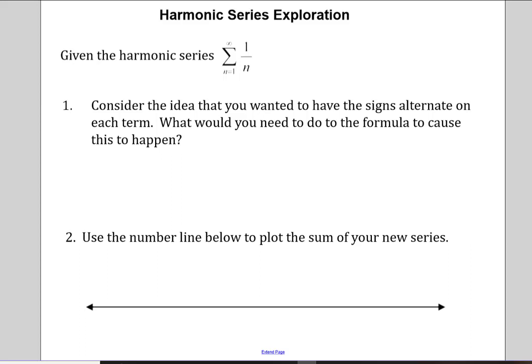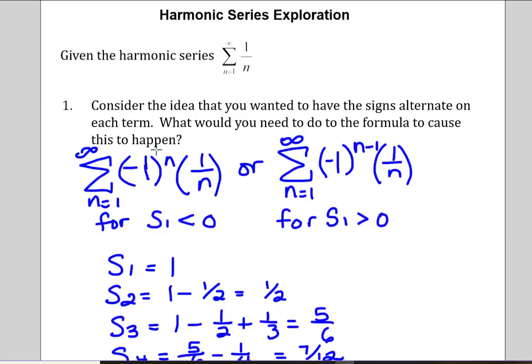Let's consider the idea that you wanted to have the signs alternate on each term. What would you need to do to the formula to cause this to happen? So one thing I could do is write the summation as -1 to the nth power times 1 over n, and that would be for the first sum being negative. Or we could rewrite it as -1 to the n minus 1 power times 1 over n, and then our first term would be positive.